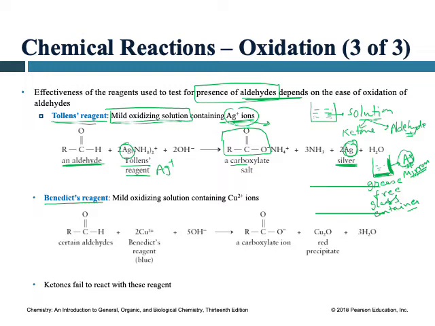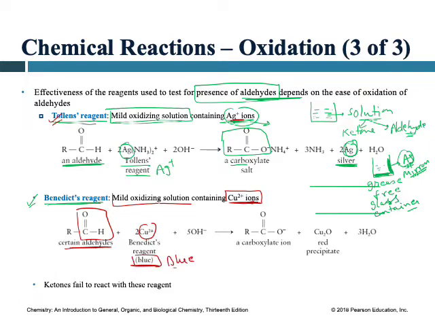The second reaction is Benedict reagent. Benedict reagent is also used as a mild oxidizing solution in which we use copper ion, Cu2+ ion. So the difference is, in Tollens reagent we're going to use silver ion, in Benedict reagent we're going to use copper ions, and we're going to figure out whether the solution has aldehyde or not. This is one of the examples of aldehyde. You have an aldehyde group and we use a copper ion, and this copper ion has a blue color.